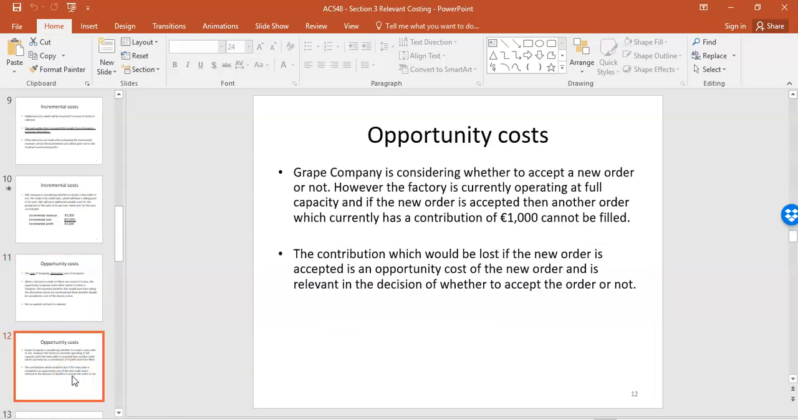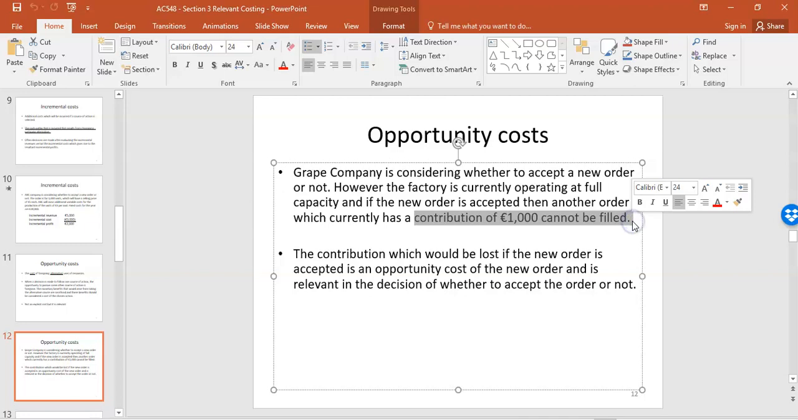So for example here, if the grape company is considering whether to accept a new order or not, but the factory is currently at full capacity, if they do accept a new order, another order won't be filled. So if you're at full capacity, you're going to have to cancel one order with an existing customer to fill the new order. So any money that's lost on the cancelled order, that's what we call an opportunity cost. So when you're doing your analysis, that's an implied cost that has to be covered. Because if it doesn't cover the €1,000, then it's not a better alternative.